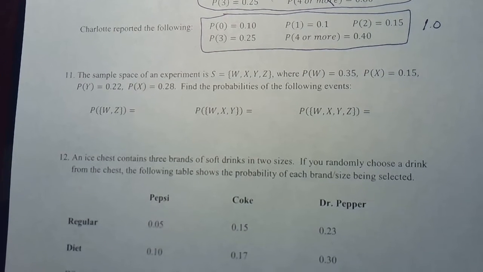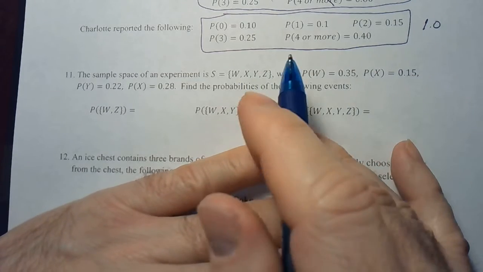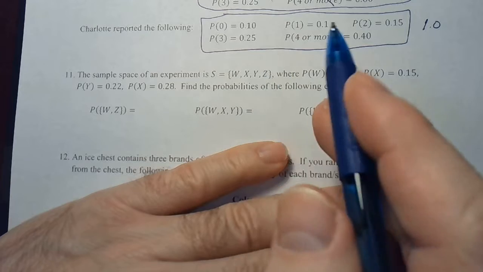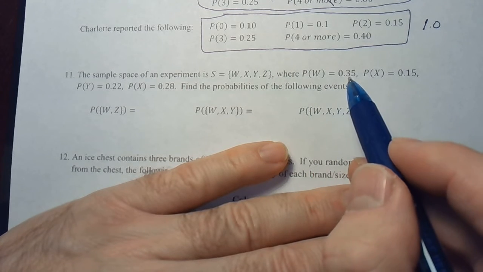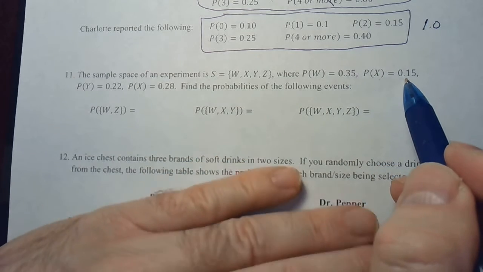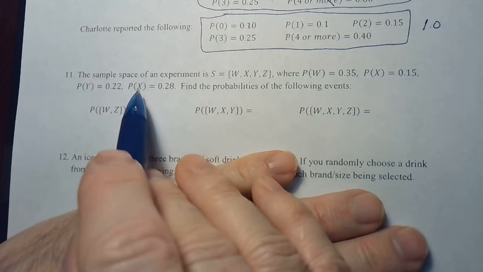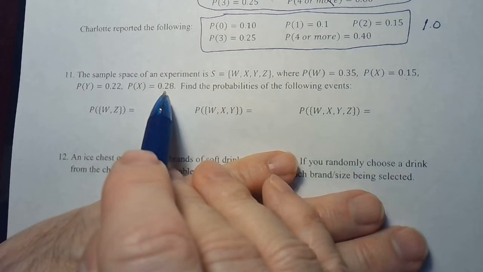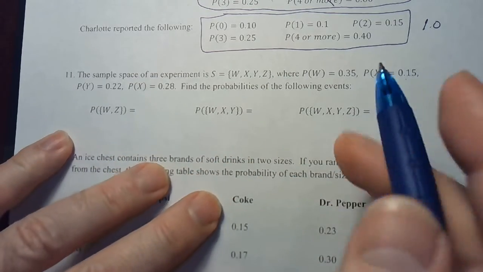All right, number 11. The sample space of an experiment is this. Those are the only possible outcomes. You get a W, an X, a Y, or a Z. And the probability of W is 0.35, 35%. Probability of X is 0.15 or 15%. Probability of Y is 0.22 or 22%. Probability of Z is 0.28 or 28%. Find the following probabilities of these events.